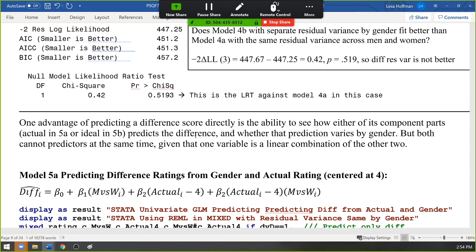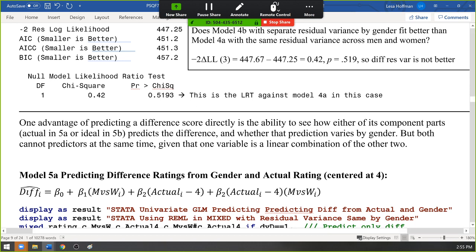Okay. So here's some other stuff that we haven't even talked about. Up to this point, we've considered actual and ideal as outcomes only, but they could also be predictors. Maybe body discrepancy is higher for people who are bigger to start with, or for people who think the ideal body should be smaller. So to what extent does your actual rating predict your body discrepancy? Or to what extent does your ideal rating predict your body discrepancy?